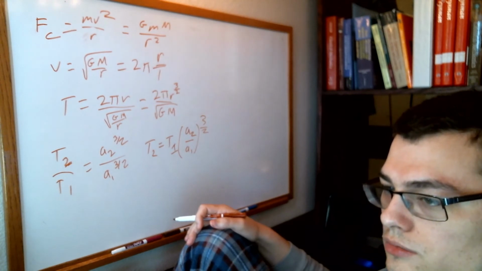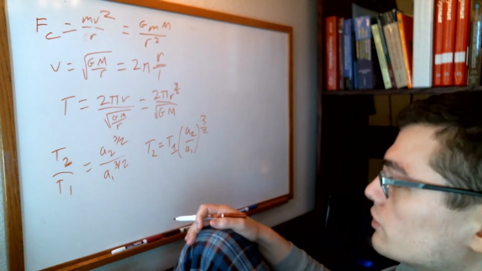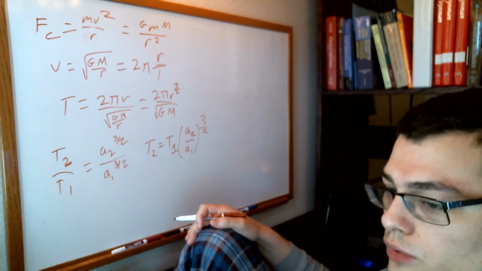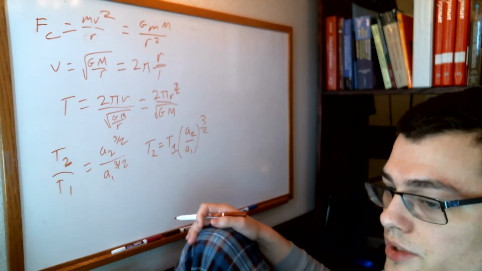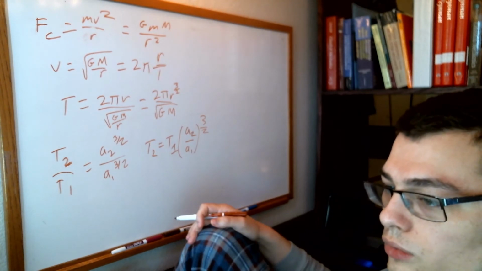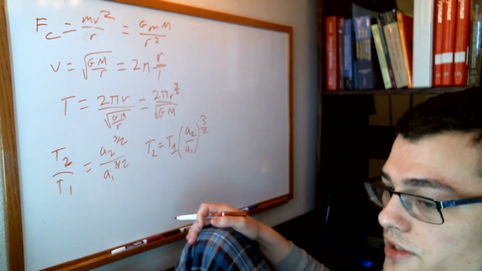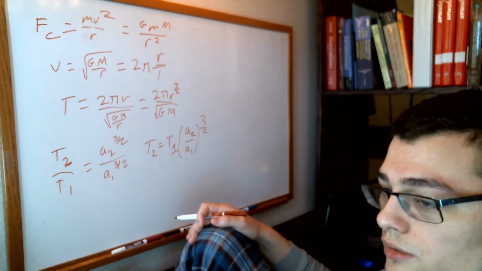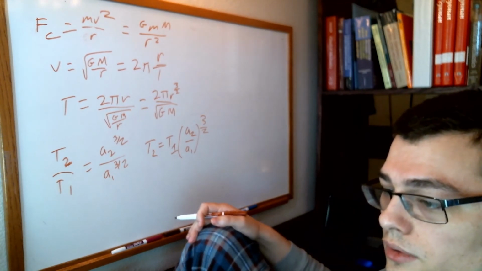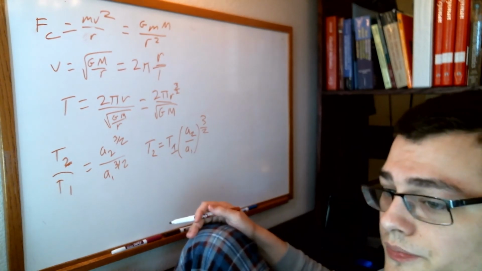Okay, so from here we can go ahead and calculate what T2 is, because we are given what T1 is and what the semi-major axes are as well. And then you just plug the numbers in.